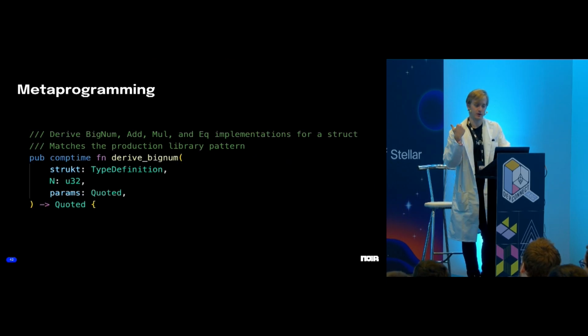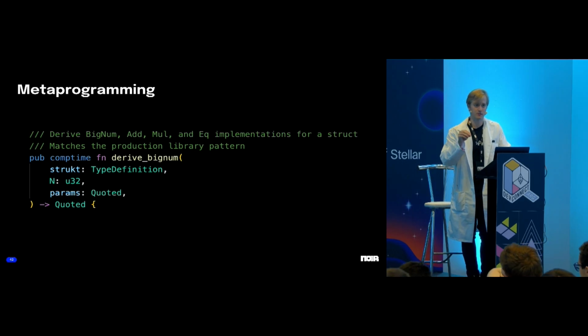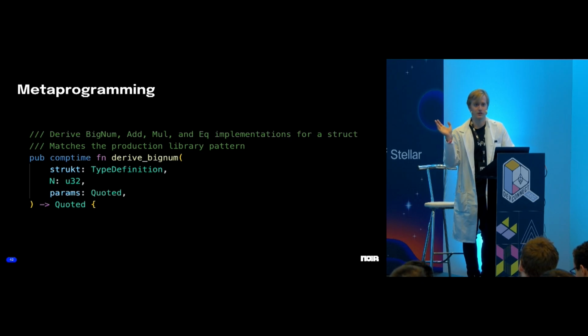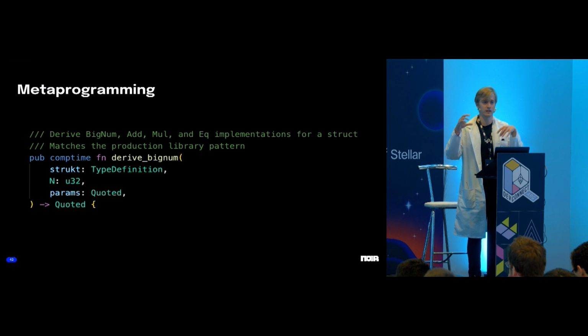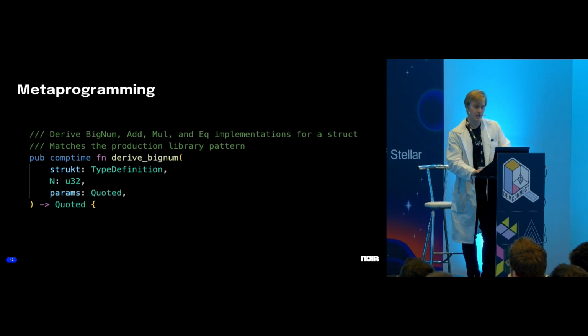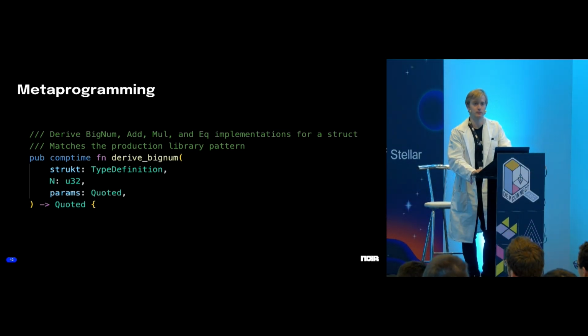So let's do that for big num. We do have some extra compile-time specific types. You can see type definition refers to a structure, so this means we're accepting some struct. We're accepting a U32, and then we're accepting a quoted, so something that is quote, and there's something inside those quote brackets. And we're returning a quoted as well. And obviously the goal here, as I said earlier, is that we want the big number add, mul, EQ.